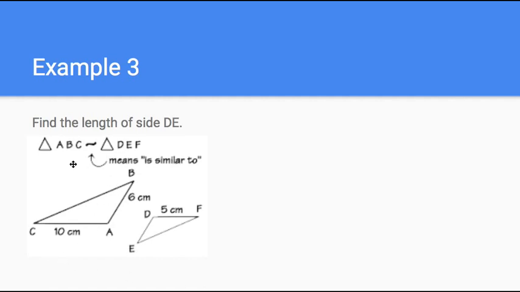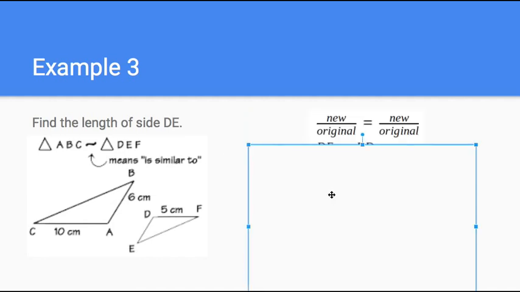Here I have two similar triangles. So I'm told triangle ABC is similar to triangle DEF. Notice the little squiggle here means is similar to. Now when they list this, they are giving you a clue. Angle A corresponds to angle D because they are listed first. B and E correspond. C and F correspond. And we can use that to help solve this. So I'm going to put new over original is equal to new over original.